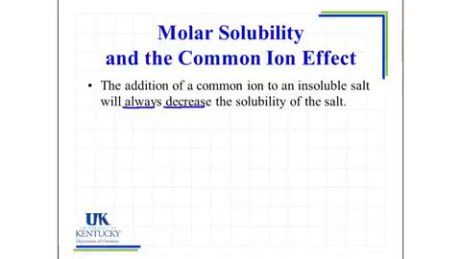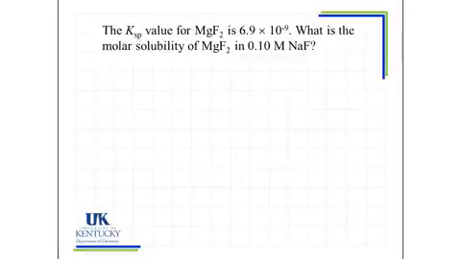Now, it's important for you to understand that it does not change the KSP. KSP is a constant. That's the solubility product, and it's a constant, so that's not changing. But the S, the molar solubility, is decreasing as you add the common ion. So let's see how you work through one of these problems.